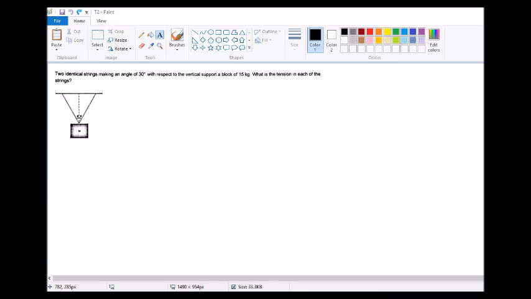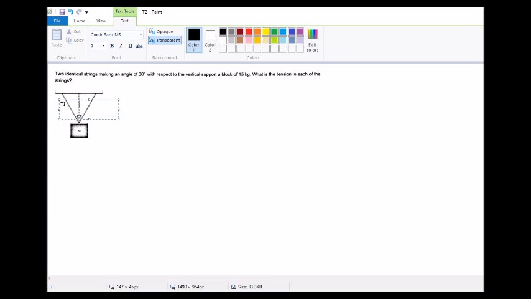Alright, now here's the second problem. Two identical strings making an angle of 30 degrees with respect to the vertical support a block of 15 kilograms. What is the tension in each of the strings? Alright, so the first thing we should do is label everything that we have given. So this string is T1, this one is T2. The mass of the object is 15 kilograms. And both of these angles are 30 degrees each.